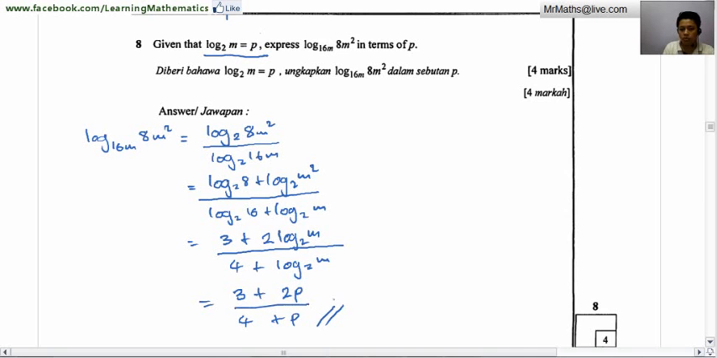So if you get this one right with the right steps, you get full marks, 4 marks. Okay, let's move on.